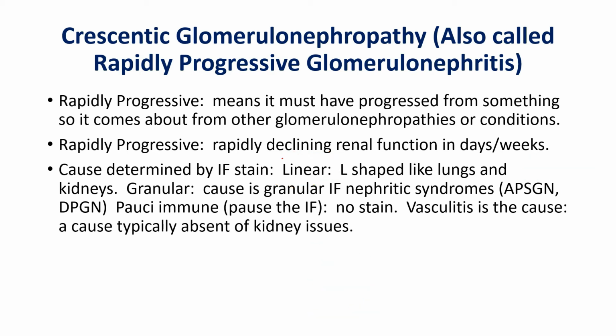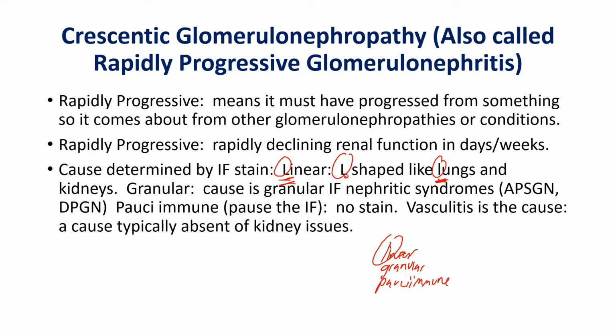Now, how do you remember that? Just looking at the word, there's an L in linear, right? So of the three types, linear, granular, and pauci-immune, there's only one of them that starts with an L. L for linear, and remember, that's also L for line. That helps you remember what it looks like on immunofluorescence. The L is also for lungs. So linear for lungs. They both start with an L.